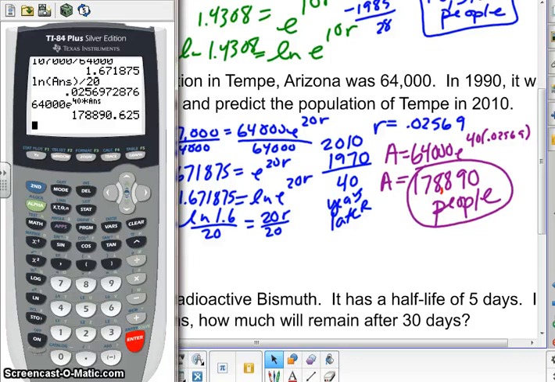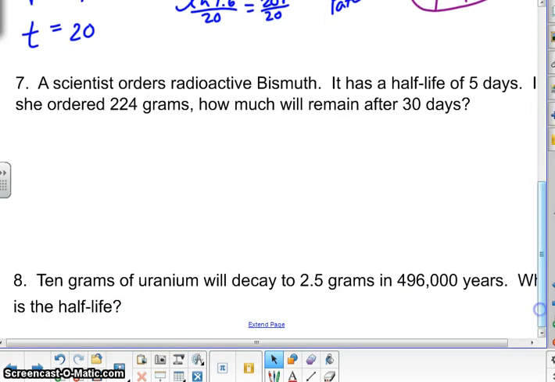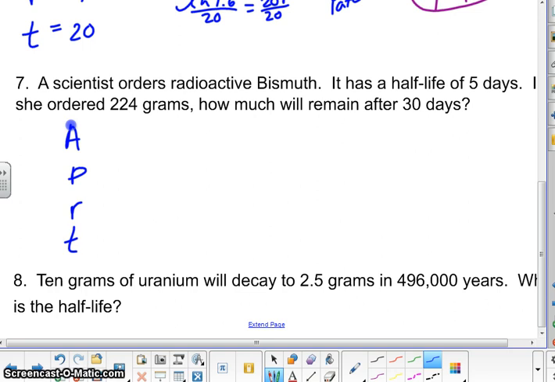All right, let's go ahead and talk about half-life. These are a little different than what you're used to. But remember back when we did the triple. Think of that as the same concept here. So we have A, we have P, we have R, and T. So what is given to you is the scientist orders radioactive bismuth. Its half-life is 5, that's going to be the time.